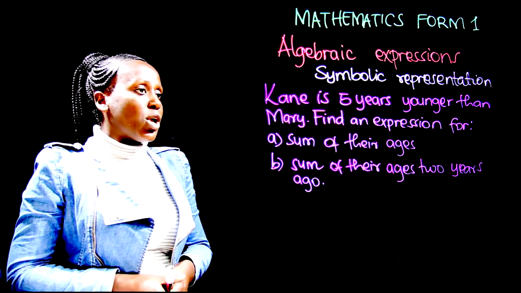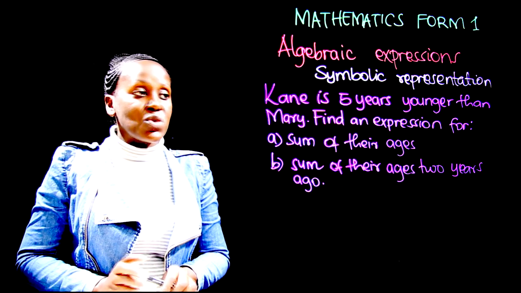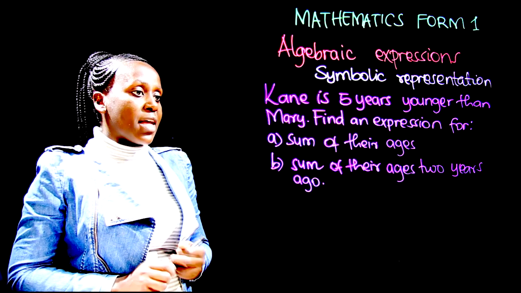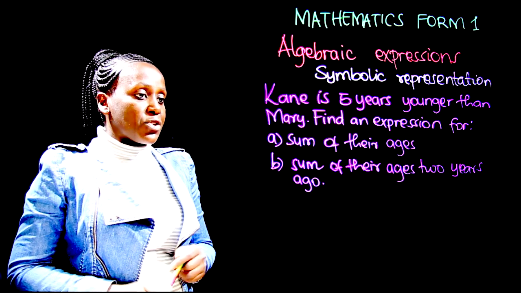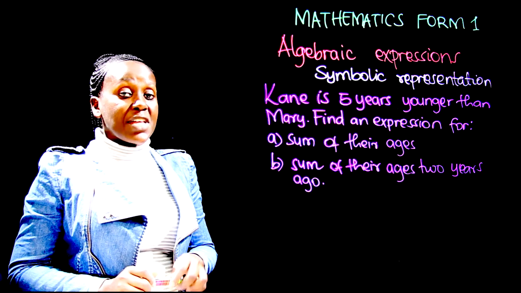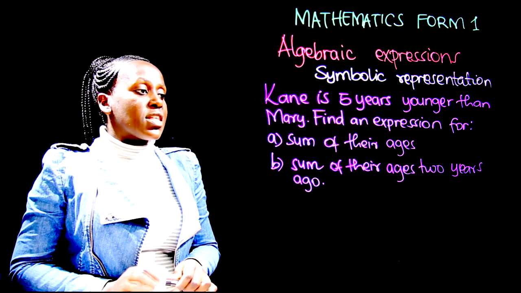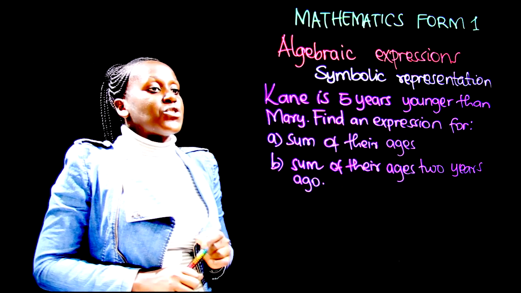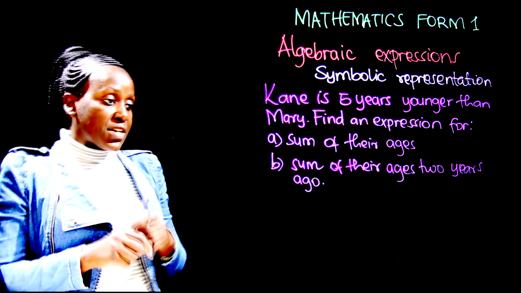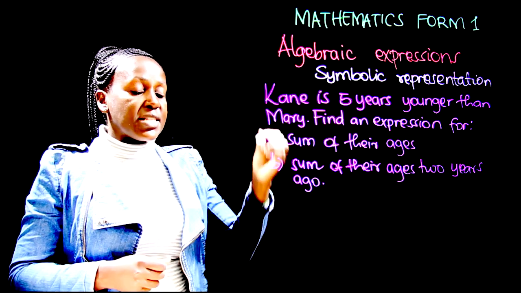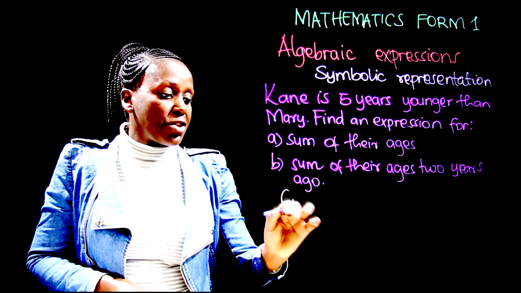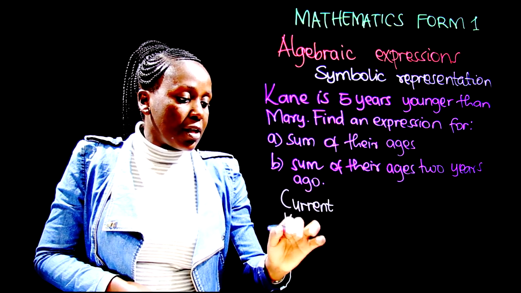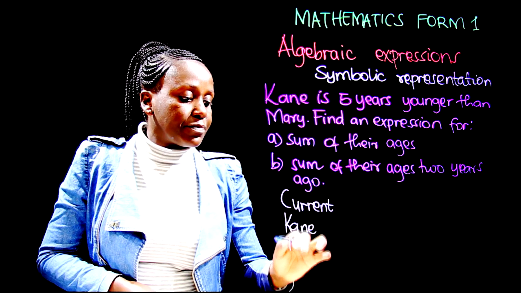Now in this example, we have 2 people whose ages are being compared. Ken is 5 years younger than Mary. Find an expression for 1, the sum of their ages, then 2, the sum of their ages 2 years ago. Okay? So here we have their current ages, then we have their ages 2 years ago. So for the current ages, we have Ken, then we have Mary.